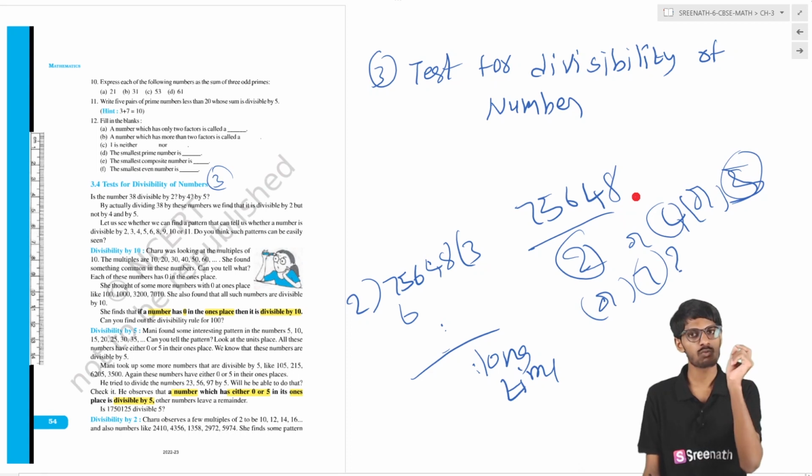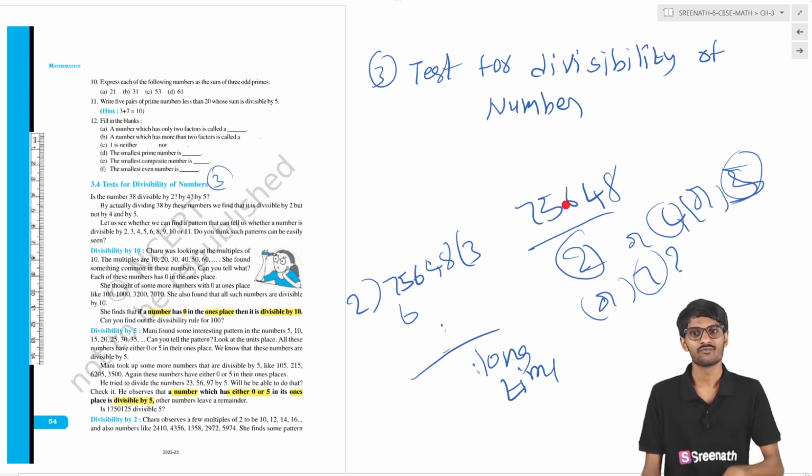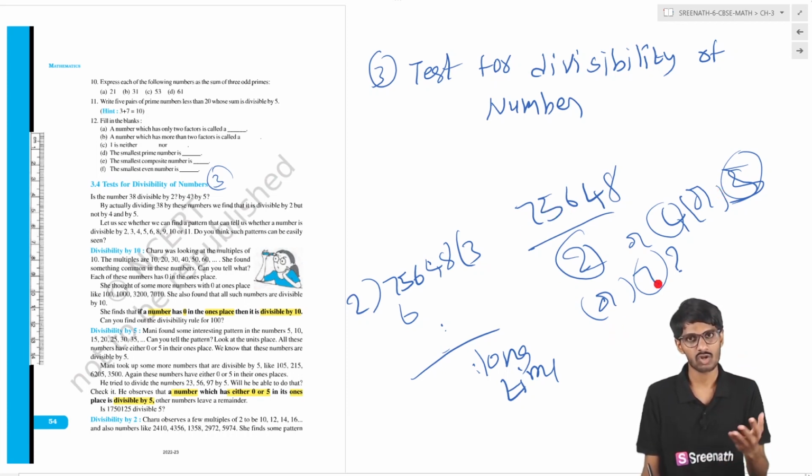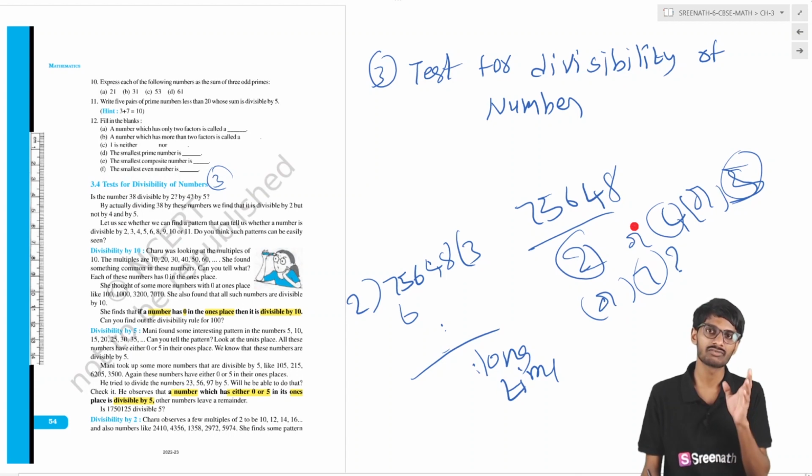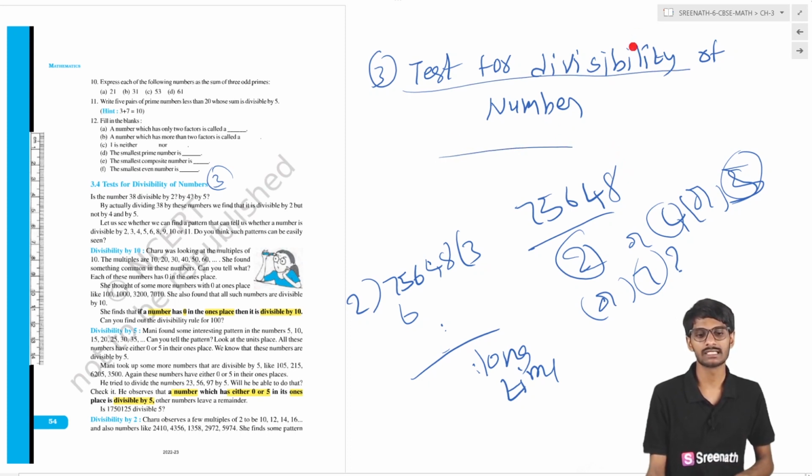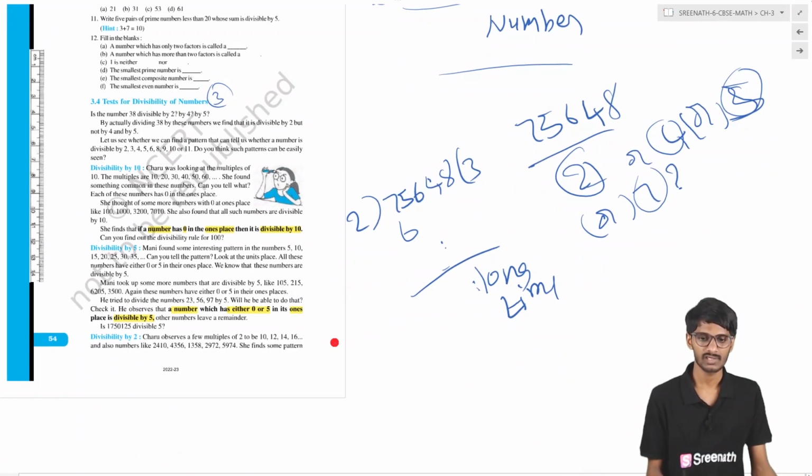So if you want a small trick to find whether a number is divisible by 2 or not, by 4 or not, by 5 or not, by 7 or not, if you want to know the answer clearly within seconds, then you have to follow these divisibility rules or divisibility tests. So what are those tests? Basically, the first thing is divisibility by 10.